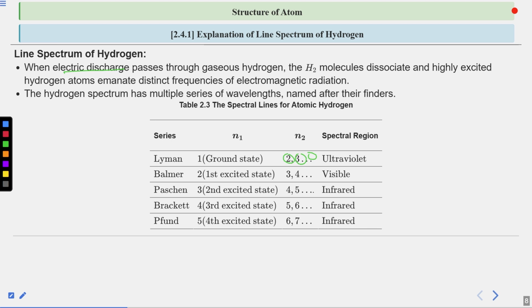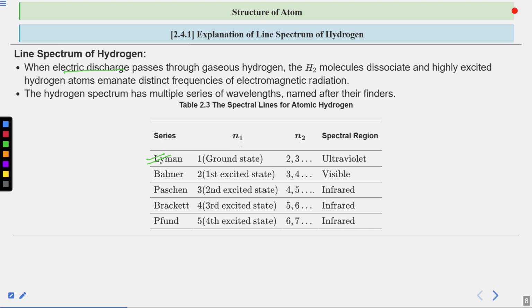After this emission of light, the electron will come back to the ground state. So it can come from 2 to 1, from 3 to 1. Whenever the last state where the electron is coming back is 1, we call it the Lyman series. Okay, I am repeating it one more time.